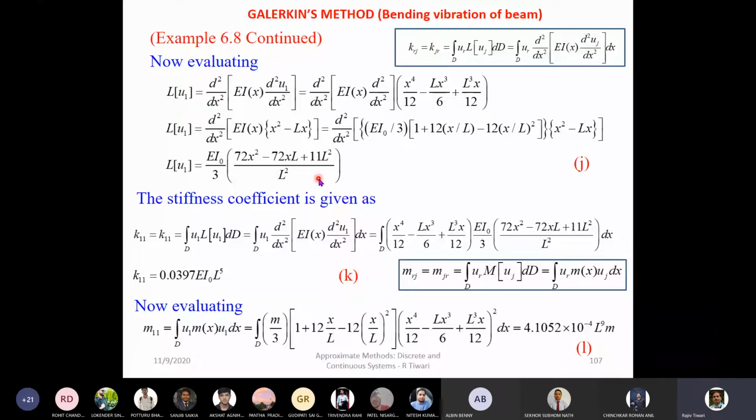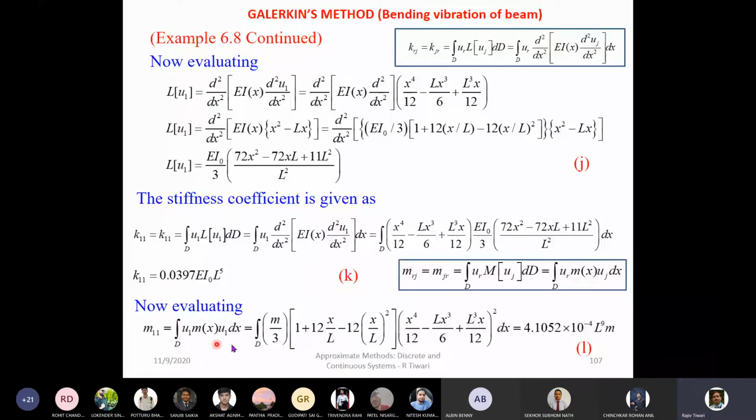We'll substitute. Once we substitute and integrate from 0 to L, K11 will be something like this. Similarly, M_RJ and M_JR can be calculated using this, which in the last class we derived through the Galerkin method. And because the M operator is just a function M, we'll have this.